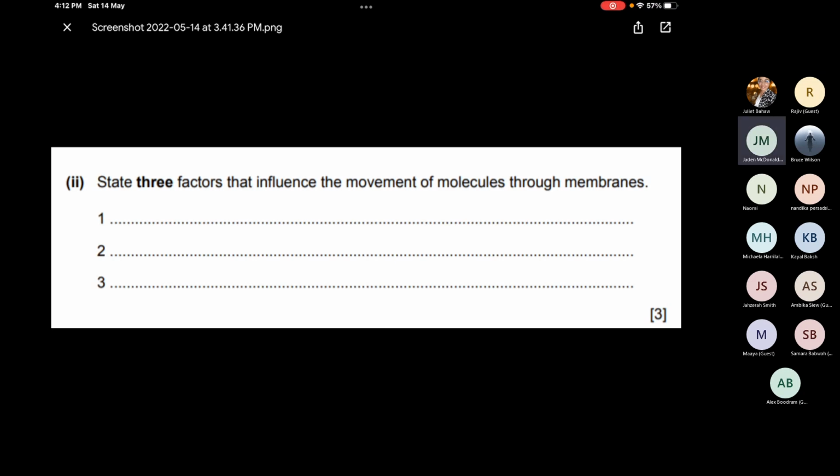You can put the size of the molecules. But yeah, size. Size of molecules and also size of the membrane too. Size of molecule and size of the membrane itself. All right.